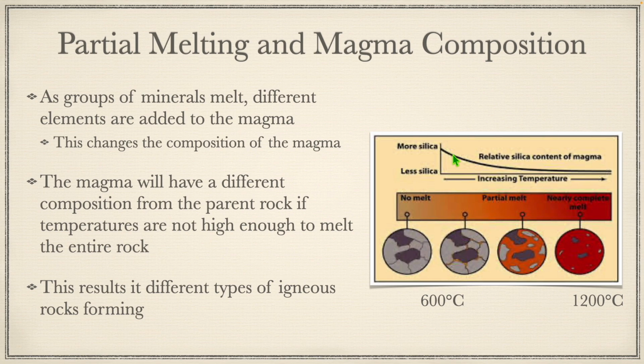But then as it heats up, more minerals melt. So the relative silica content of the magma goes down because you can't really add more silica to it, because it's already all melted. So then you start adding in your iron and magnesium and other elements like that. So the relative proportion of that silica goes down.